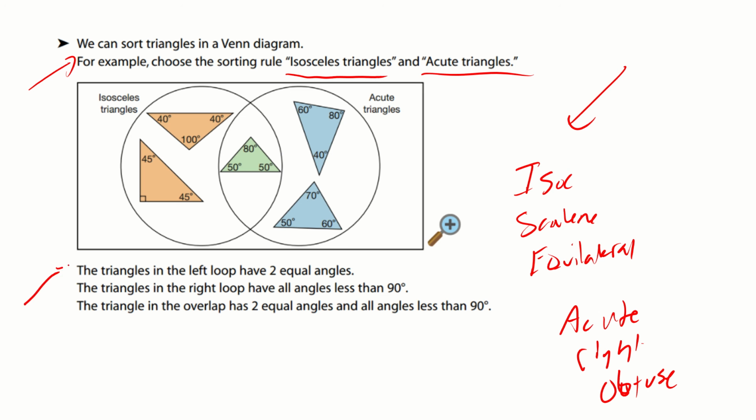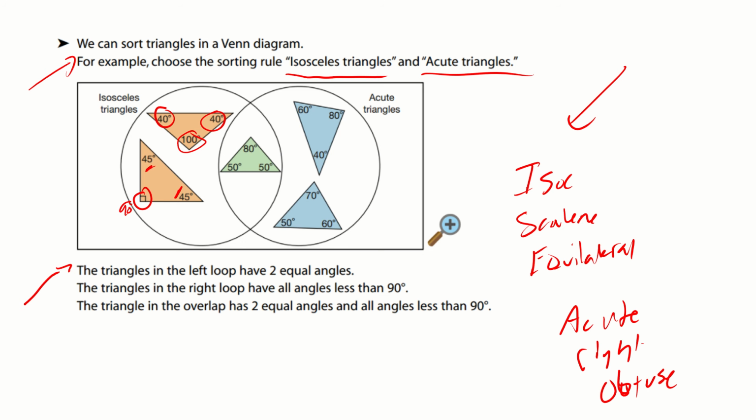For instance, it says the triangles in the left loop have two equal angles, okay? So isosceles triangles are all about two equal angles. So here's 45, here's 45, okay? This is also a right triangle, okay? However, that's not what we're comparing there. This next one, you have two 40-degree angles, okay? So it is an isosceles triangle as well, okay? Now, this is non-acute because this is 100 degrees, okay? This one is the same. It's non-acute because this is 90, which is right on the dot, okay?